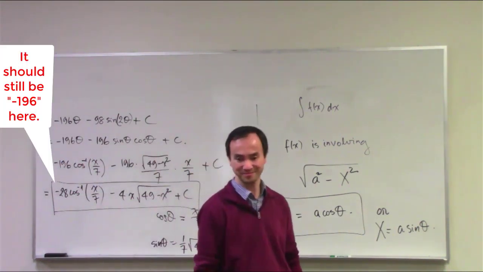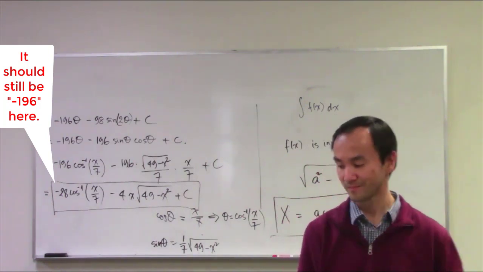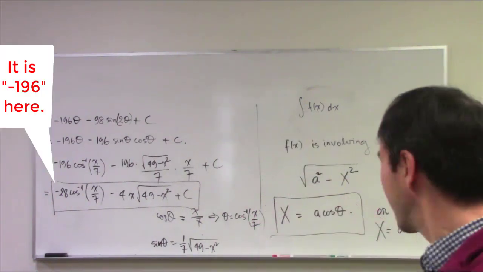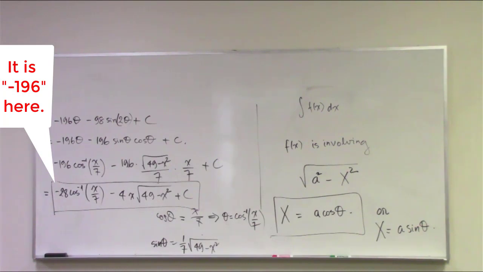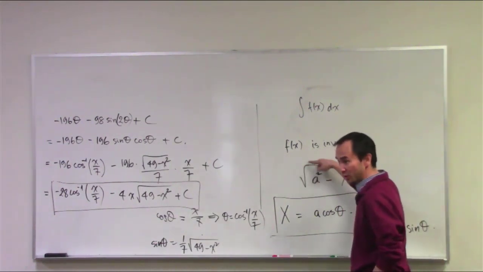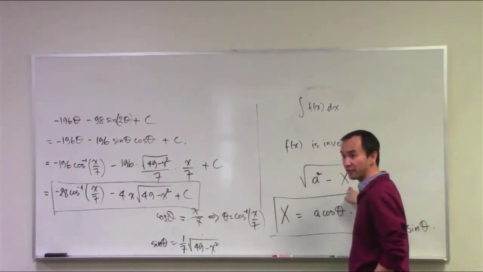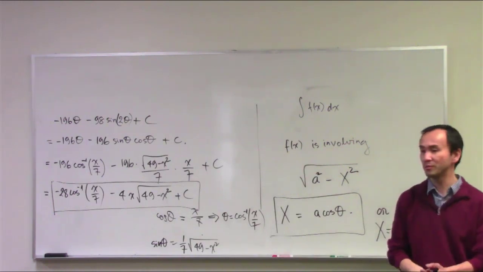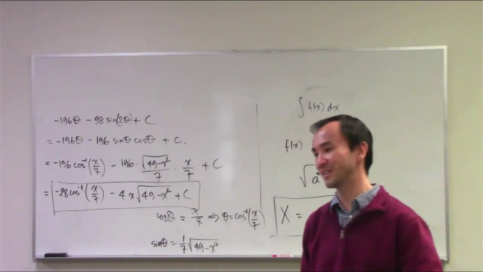Okay. So that handles a lot of these problems where we have that form in the square roots involved, right? The square root of some constant minus x squared. That's how we've been doing the substitution.